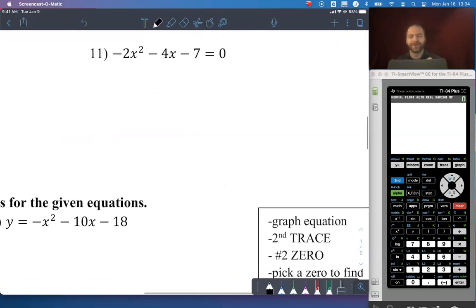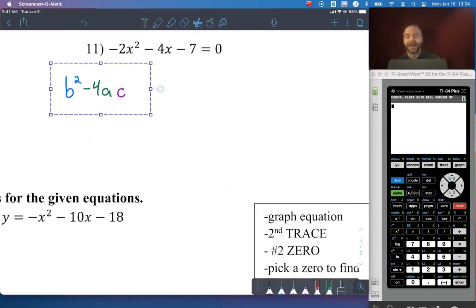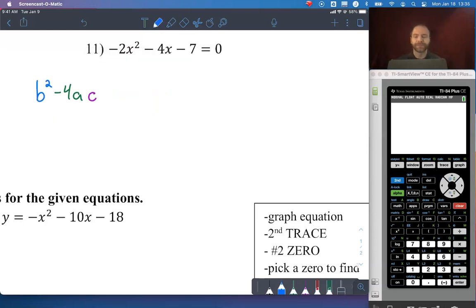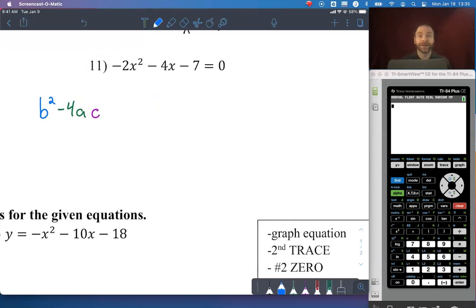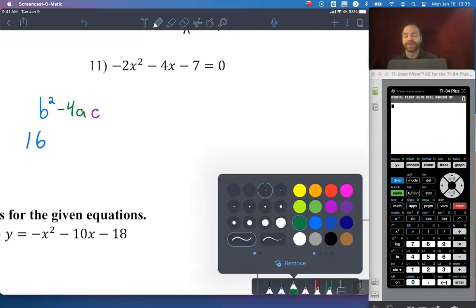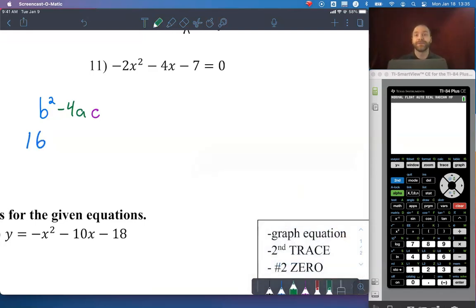All right, so last one, number 11. I have b squared minus 4ac. b is a negative 4. Well, negative 4 squared is a positive 16, minus 4a, so minus 4 times negative 2. Well, that's a positive 8, times c, which is a negative 7. So in this case, 16 minus 56 is negative 40. Again, negative, that tells me I'm going to have 2 imaginary solutions.